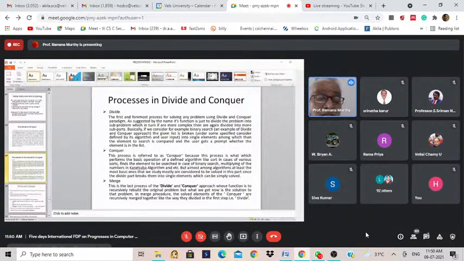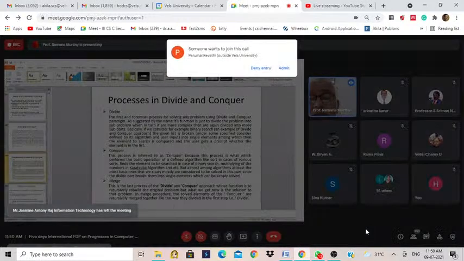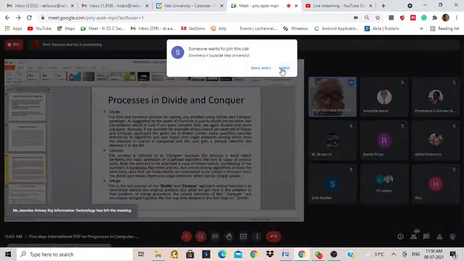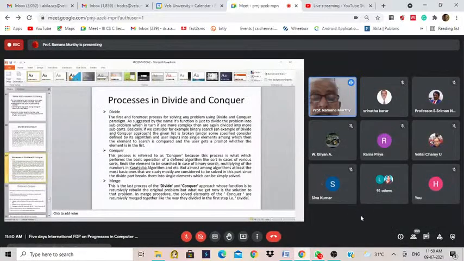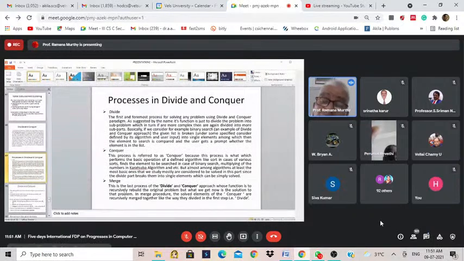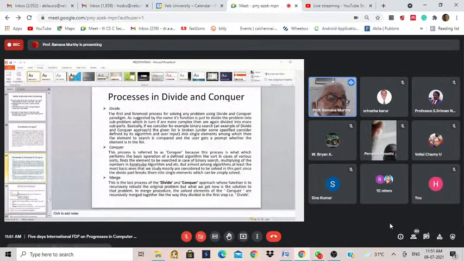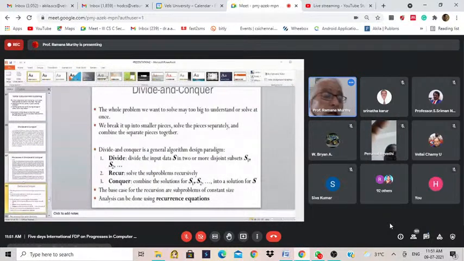That's it. This is the process of the divide and conquer approach, whose function is to recursively rebuild the original problem, but what we now get is the solution to that problem. In the merge procedure, solved elements of the conquer are recursively merged together, like the way they were divided in the first step. So for that, let us use this now.